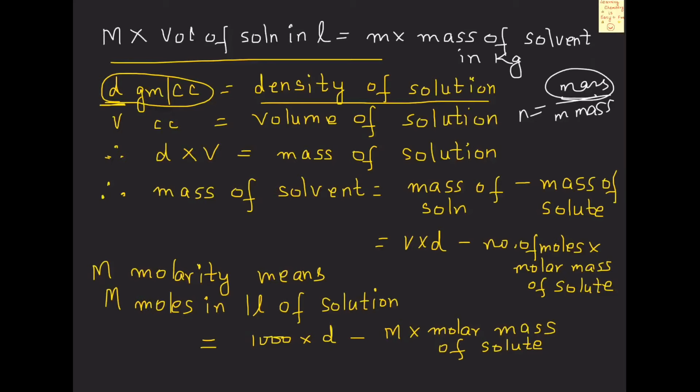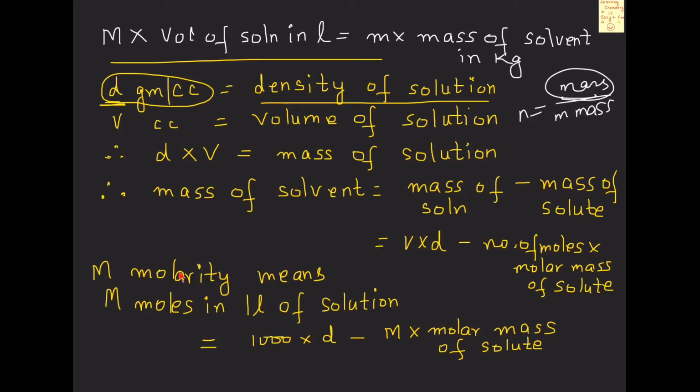So far so good. But V into D is for the solution and we've got the number of moles. So, how do we get the number of moles over here? We don't even know that. So, let's come back to the basics. That's why I said, if you understand the basic logic behind the definition, you won't have to memorize.